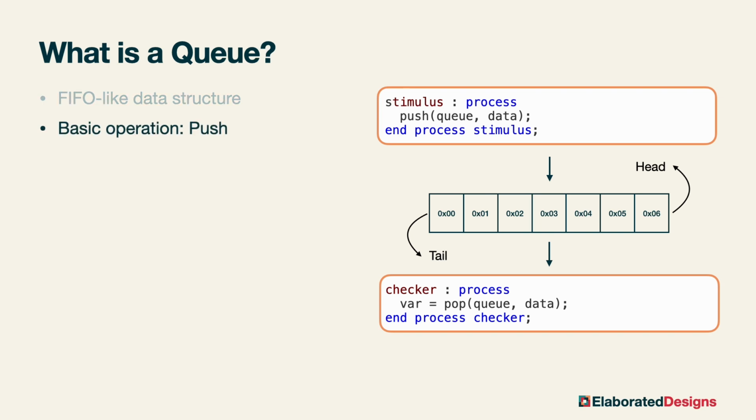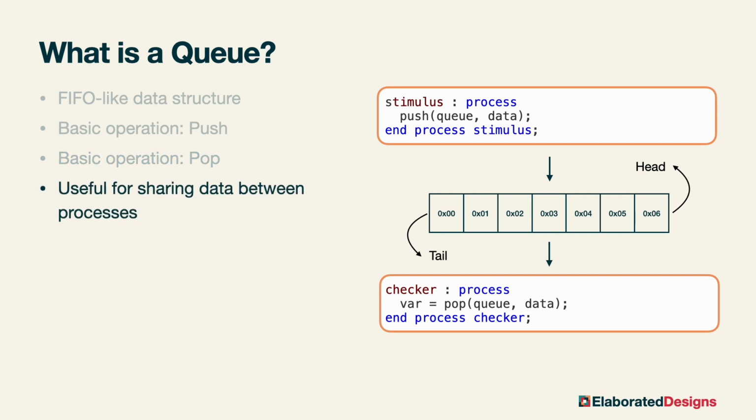In a push operation, the data is added to the back of the queue. Any existing elements inside the queue are shifted to make room for the new data. A pop operation works in the opposite direction. Data is removed from the front of the queue. Any remaining elements stay in their position as the queue shrinks.